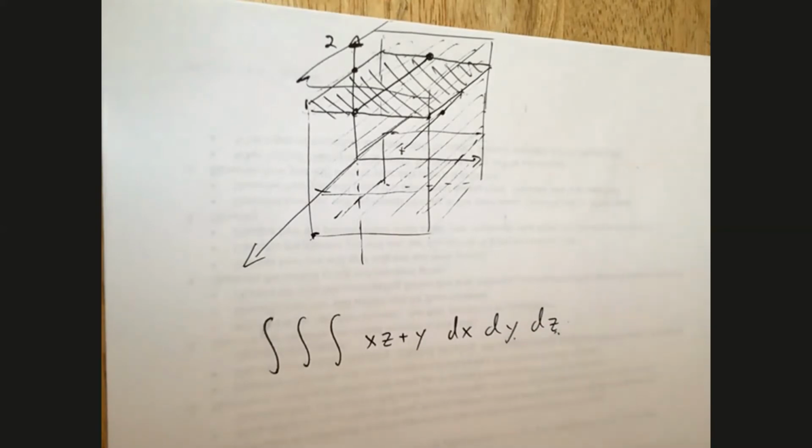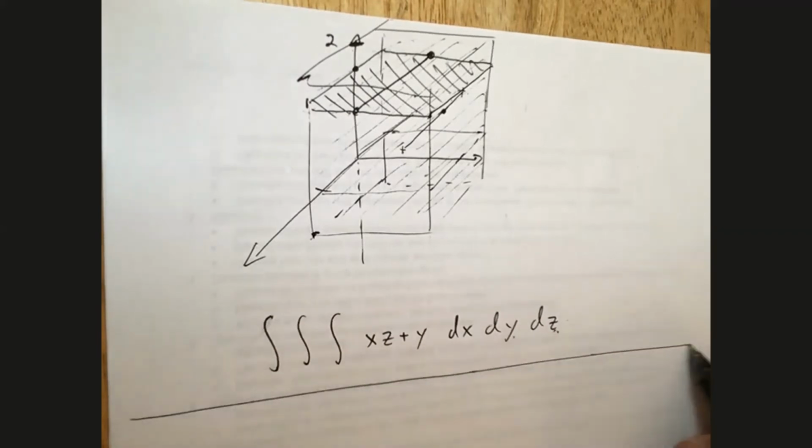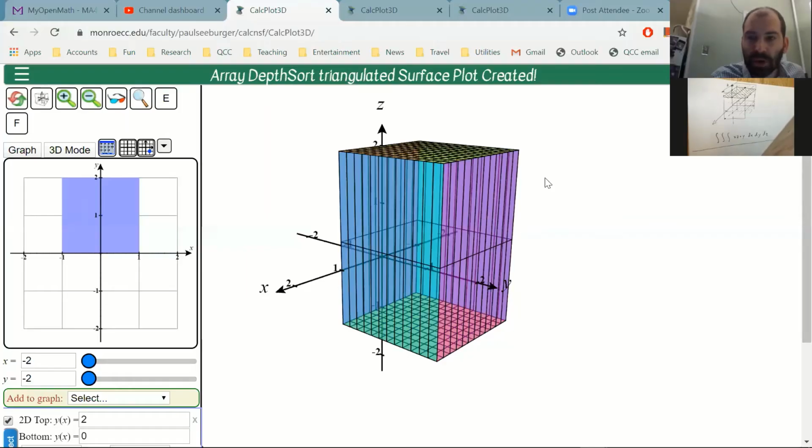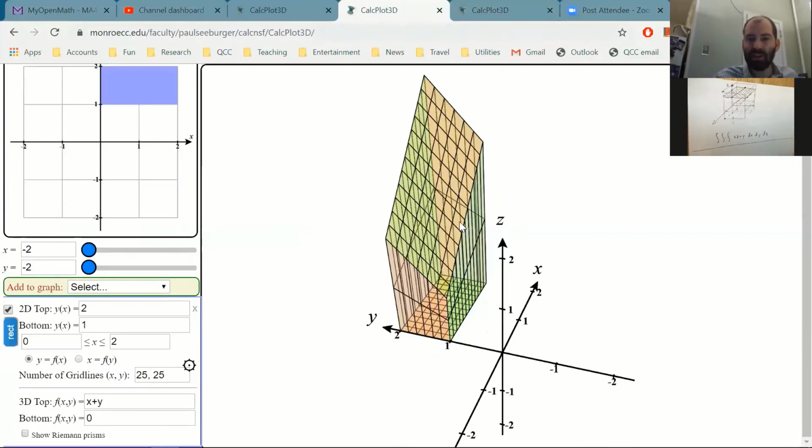So for instance, what I want to do is look at a region that's not a box. Let me pull up CalcPlot3D here. I have another region ready for you. I think I have to share my video. Here we go. So you should be seeing my browser in CalcPlot3D. Let me know if you're not.